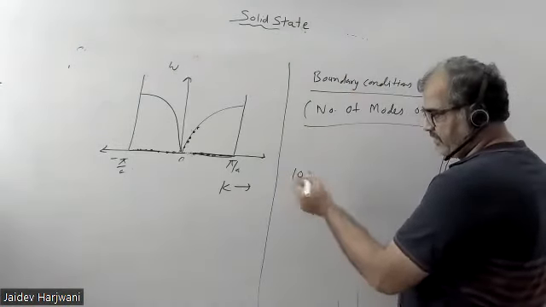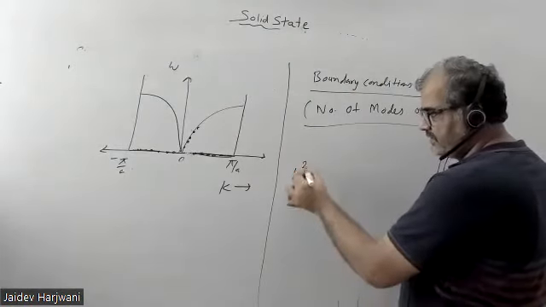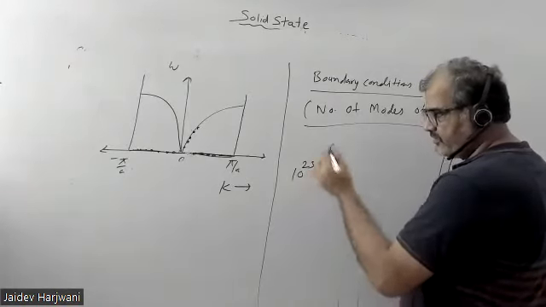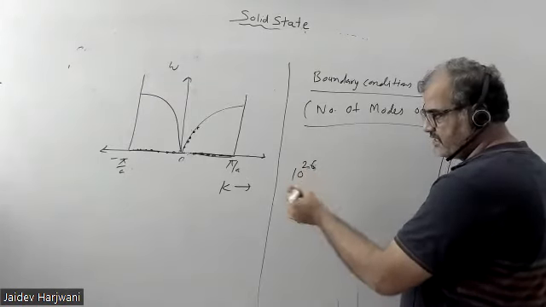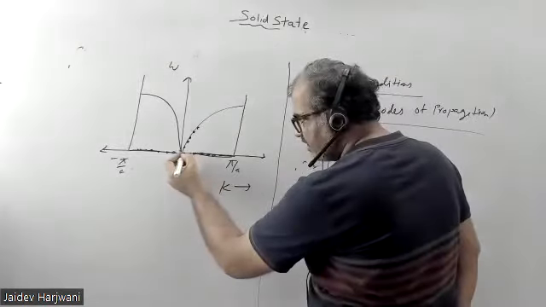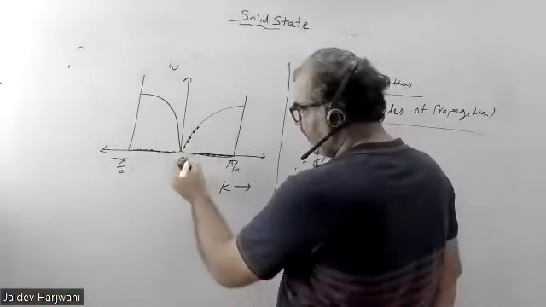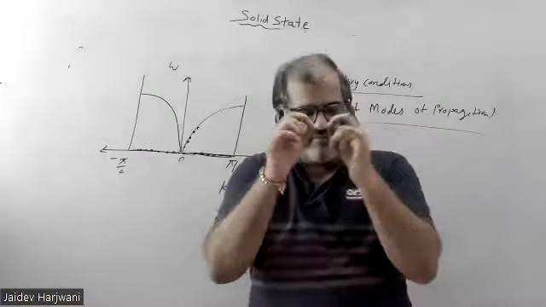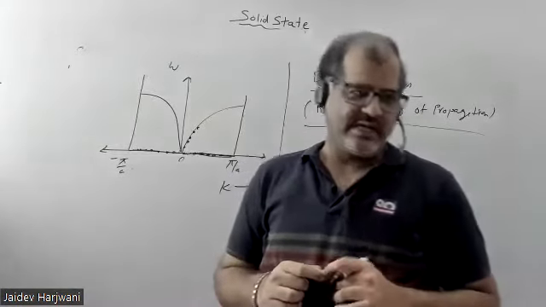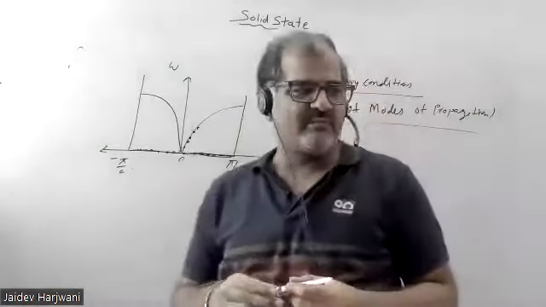If you take the lattice, the number of atoms is very high, of the order of 10 to the power 23. So the number of lattice points is so high that these points are very close. Tomorrow I will show you the number of modes.